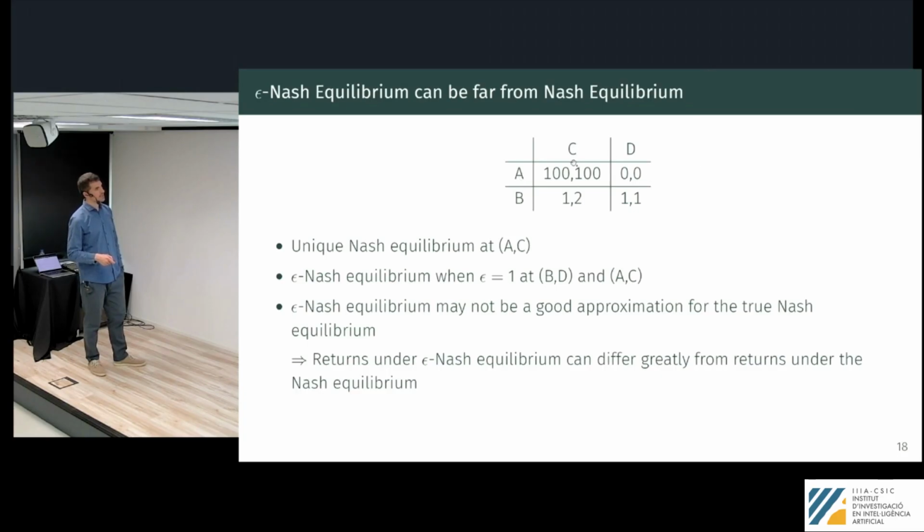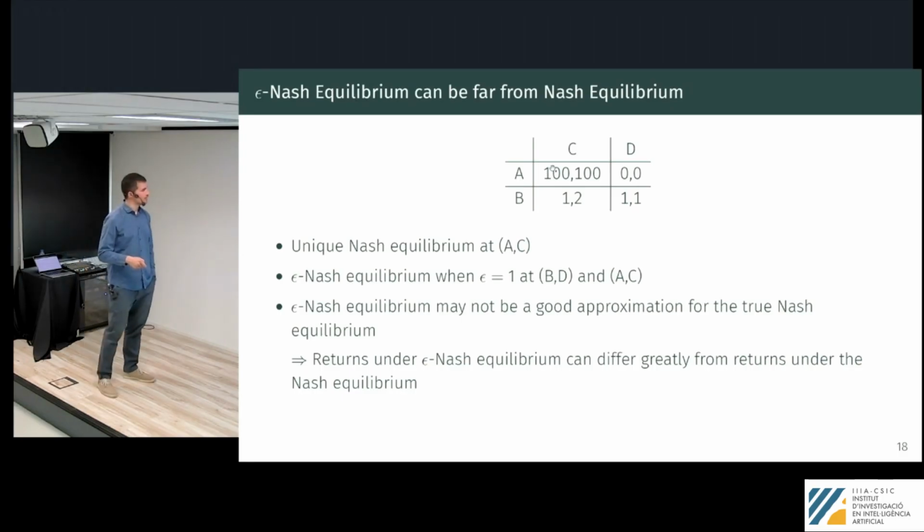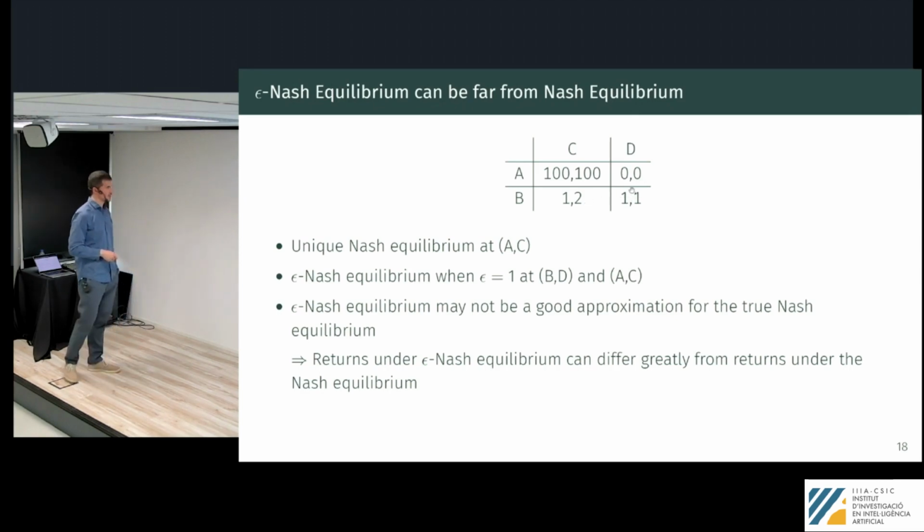You can see that you can actually change your policy. For example, if you pick the BD one, I can switch from B to A. You can see I can get no more than one difference here. And the same if we switch from D to C for the row player, no more than one. That's why it's for epsilon 1.